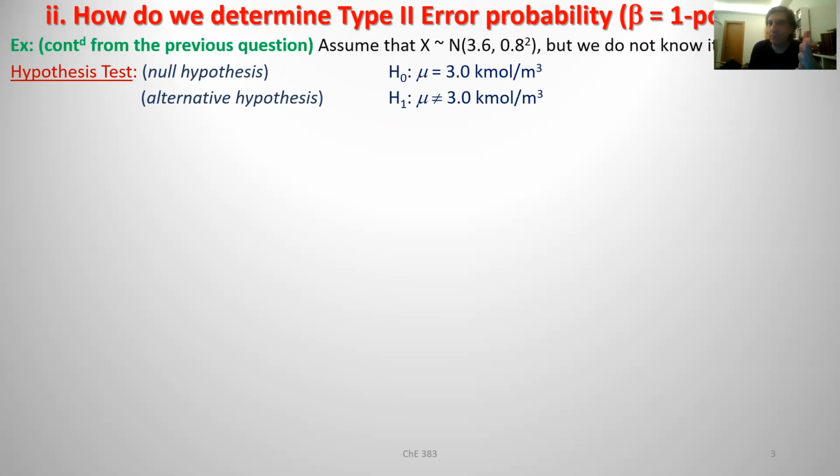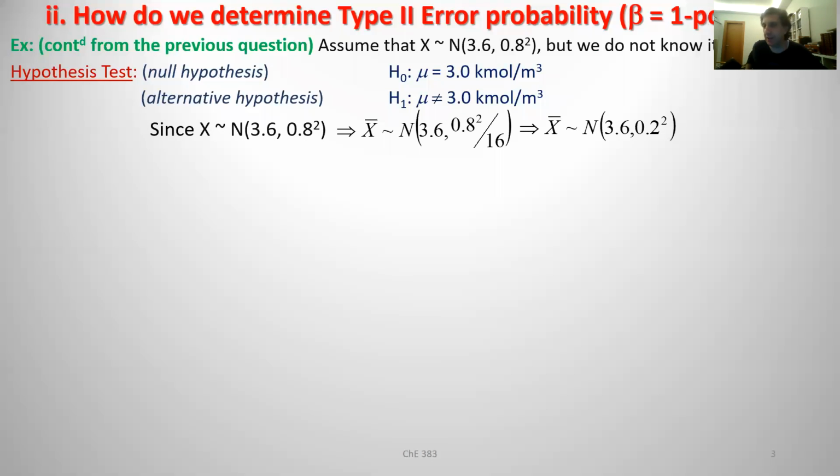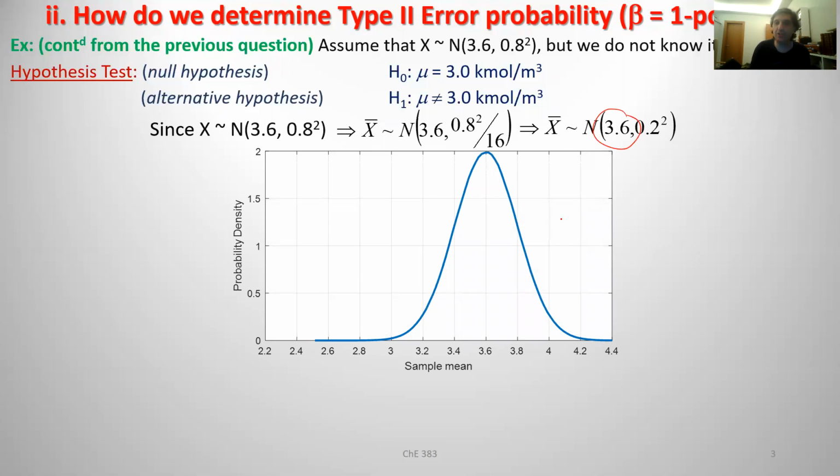So the null hypothesis, again, is mu equal to 3.0, and the alternative is mu not equal to 3.0. And since X is essentially normally distributed about 3.6, X bar, the sample mean that we are going to collect from that population, is going to be normally distributed about 3.6, and the corresponding variance is going to be 0.8 squared divided by 60. Note that now the distribution of X bar is going to be centered about 3.6. So the actual distribution of X bar will have this form.